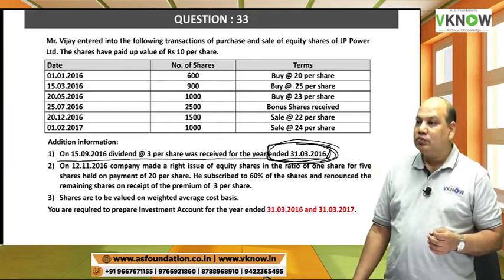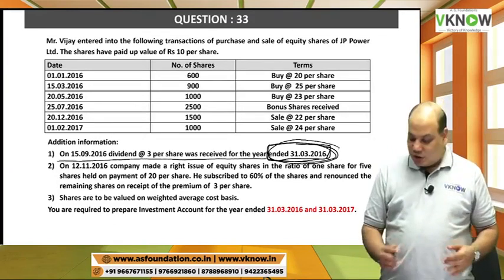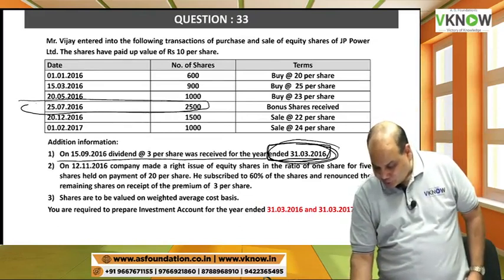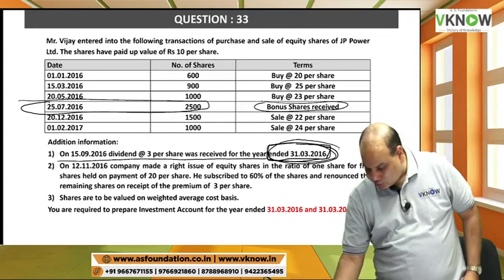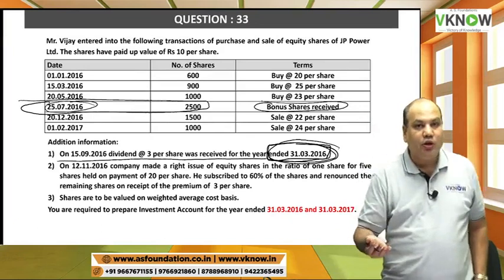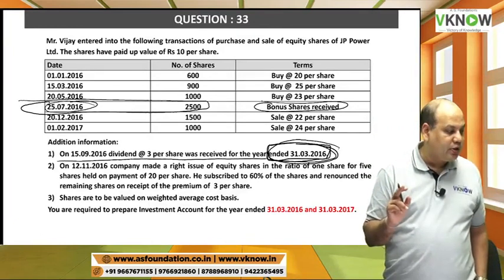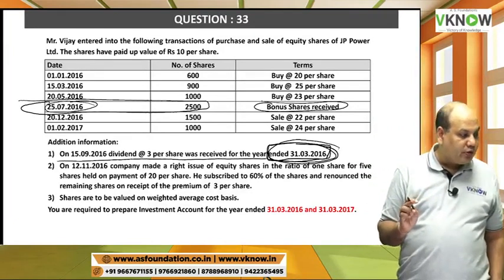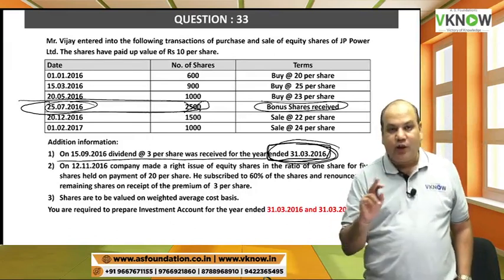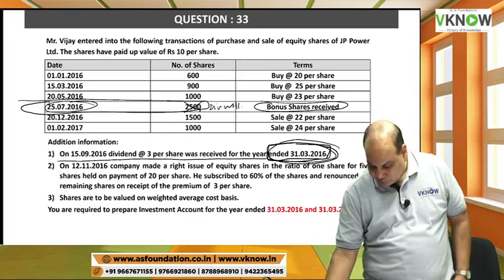Correct? Yes or no? Louder. Yes. If the shares were issued in the current year, like this bonus share was issued on 25th July, this is a share issued in the current year. Bonus share was not outstanding in the previous year. So on bonus share, dividend will not be paid.